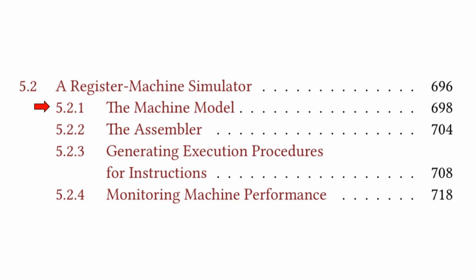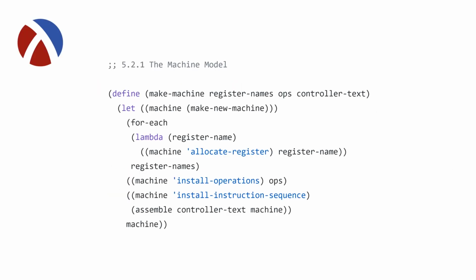So the first procedure we're going to look at is the make-machine procedure that we saw being used in the previous slides. Once again, this procedure takes three arguments: register names, ops, and controller text. And there's a few things to note that this procedure is doing. We're defining a local machine, which is going to be initialized by invoking the make-new-machine procedure. Then for each register, we're going to be calling a dispatch sort of method, which we're going to see later, passing it the allocate-register tag here. And we're going to be doing that for each register.